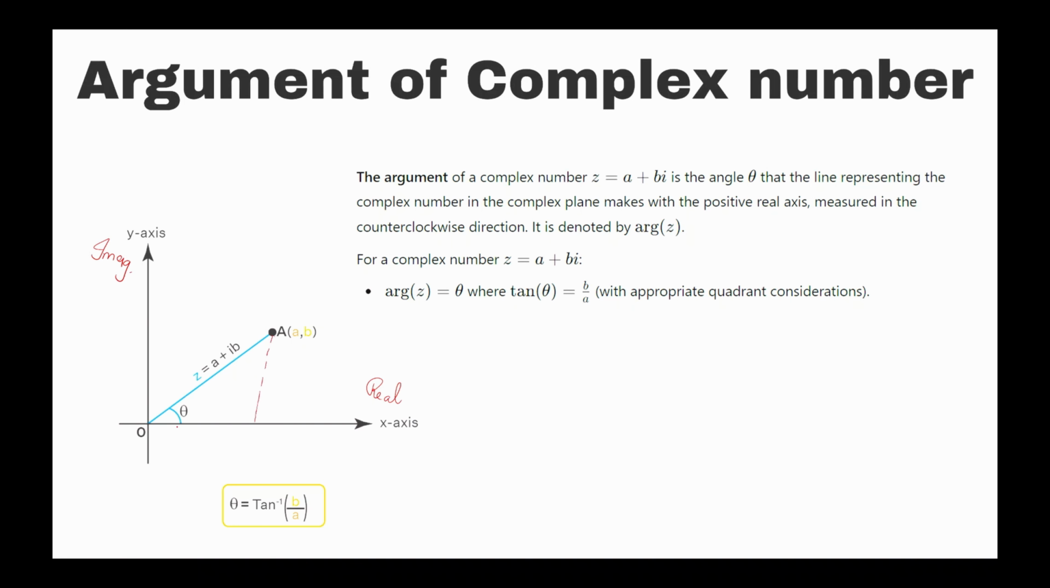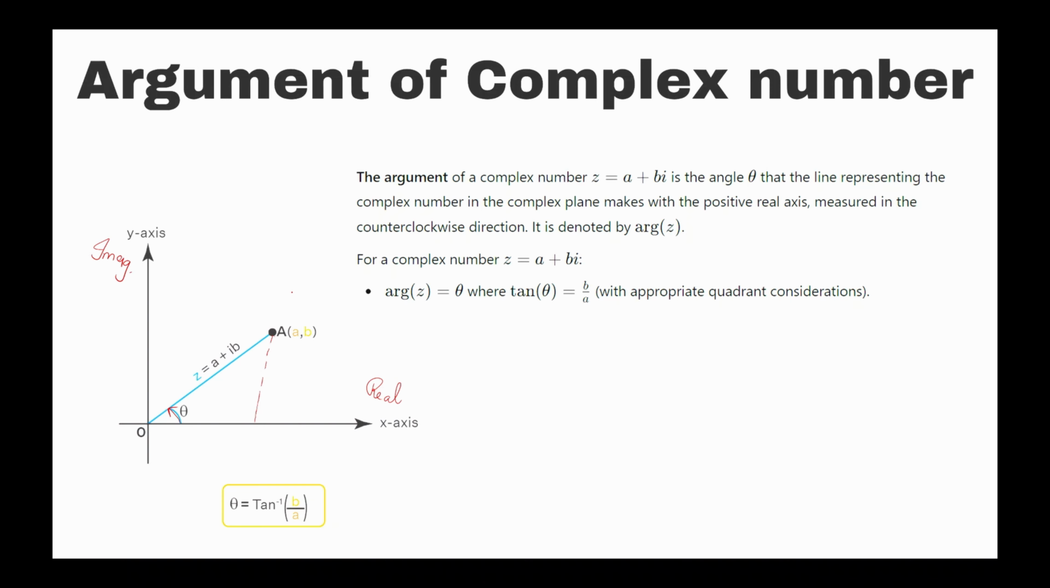Now this angle that it is making is always measured in the anti-clockwise direction. So remember this thing, theta is positive when I'm measuring it from the anti-clockwise direction. Now let's say if I measure it from the clockwise direction, then it would become negative.